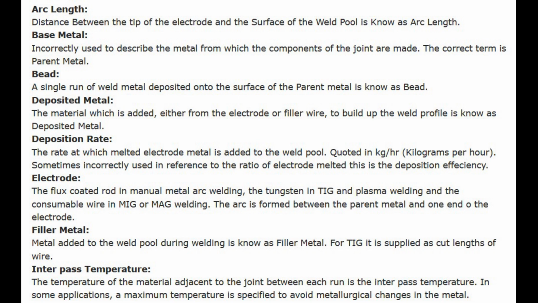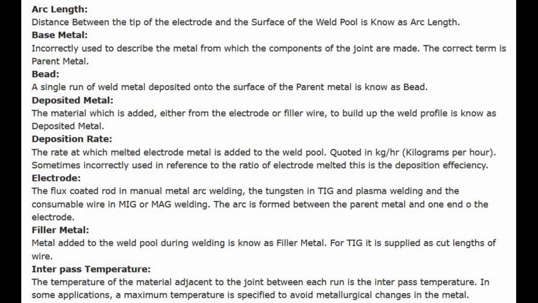Bead. A single run of weld metal deposited onto the surface of the parent metal is known as bead. Deposited metal. The material which is added, either from the electrode or filler wire, to build up the weld profile is known as deposited metal. Deposition rate. The rate at which melted electrode metal is added to the weld pool. Quoted in kg/hr, kilograms per hour.